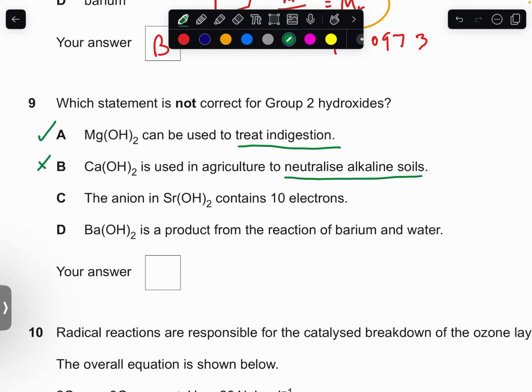The anion in strontium hydroxide contains 10 electrons. You see the oxygen has 8 electrons here. It gains 1 electron from hydrogen and 1 electron from outside. Let's put the hydrogen here. And then you've got a -1 ion there. And if you count the electrons, that adds up to 10. 1, 2, 3, 4, 5, 6, 7, 8, 9, 10.